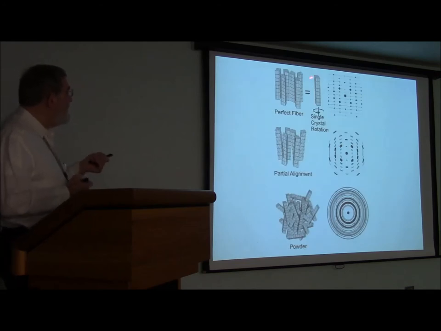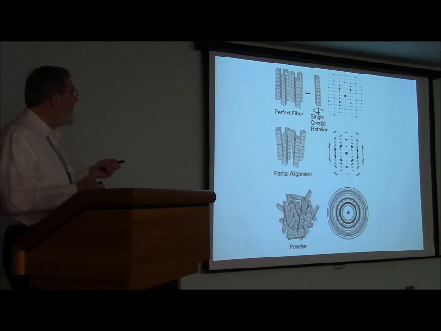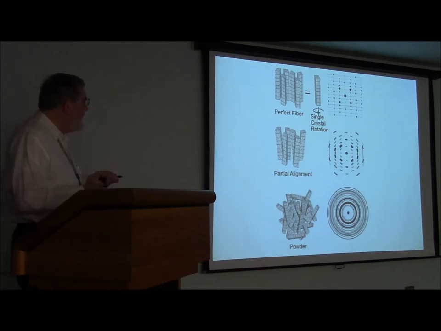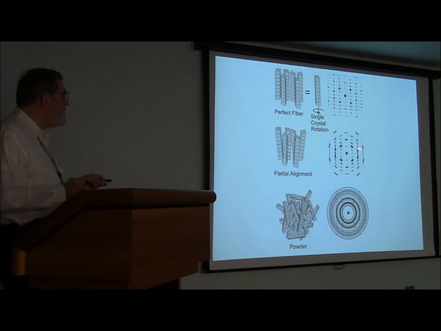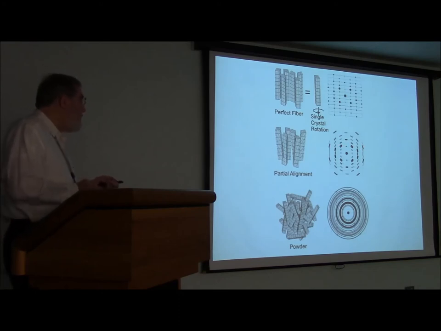So here's a perfect fiber with a bunch of crystals in it. They're oriented differently towards each other, but they all are parallel along the same axis. And that random array of millions and millions of crystallites is equivalent to having one crystal rotated through 360 degrees, and you get a pattern of diffraction spots. If the crystallites aren't aligned perfectly, but they're tilted relative to each other, then you see the spots turn into little bitty arcs here, and the more misalignment you have, the longer the arcs are.